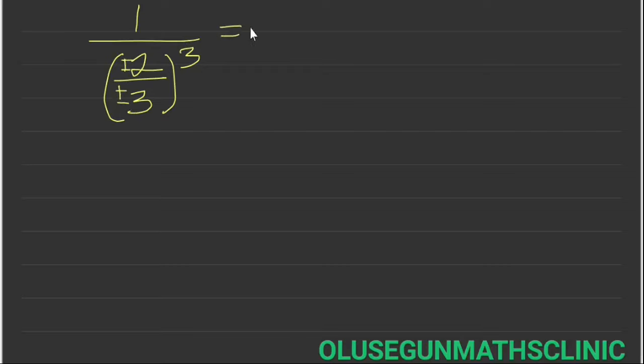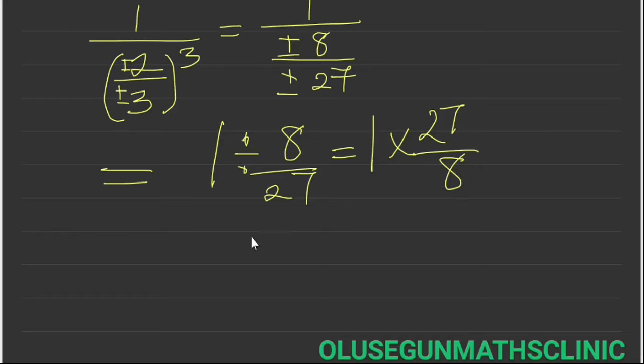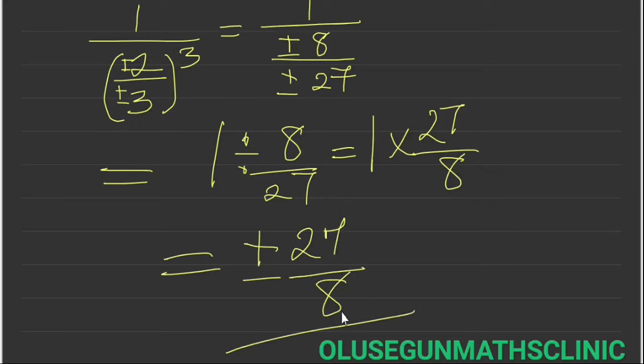So we have to leave the plus or minus down first. We have 1 over plus or minus 8 over 27, because to scale this, plus or minus 27. But let's still leave plus or minus now. We have something like 1 divided by 8 over 27. It's equal to 1 times 27 over 8. So the final answer here will give you plus or minus 27 over 8. So that is just the answer for this.